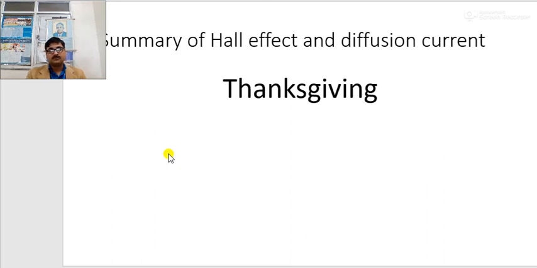So we can say the Hall effect is the effect by which the standard calculation of properties of the semiconductor is made, and the relation between electricity and magnetism inside the semiconductor is established by the Hall effect.